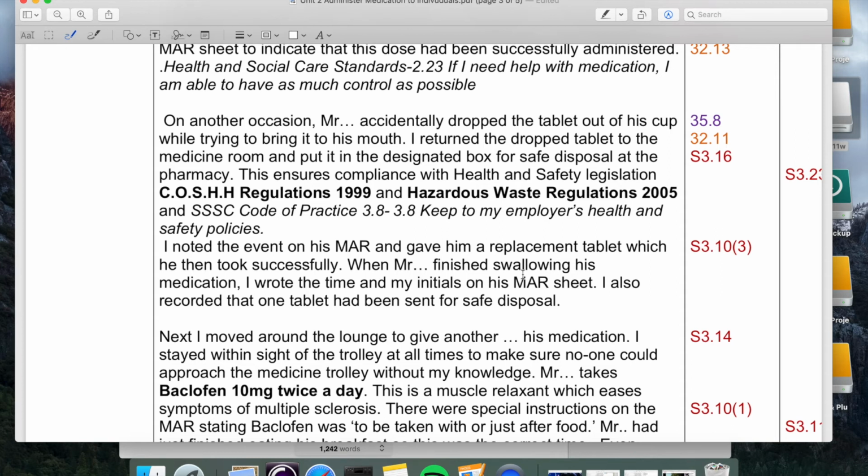I noted this event on his marksheet and gave him replacement tablets, which he then took successfully. When Mr. So-and-so finished swallowing his medication, I wrote the time and my initials on his marksheet. I also recorded that one tablet had been sent for safe disposal.